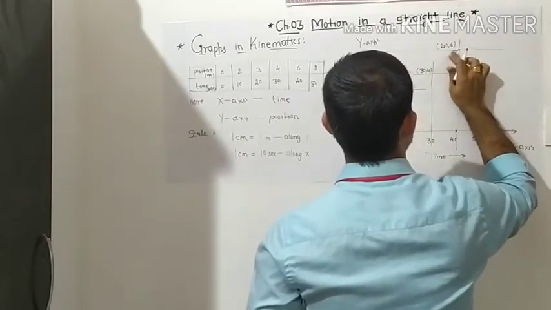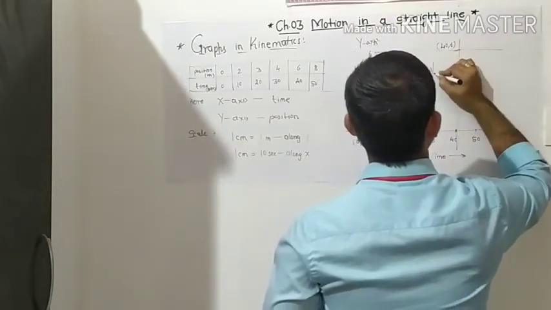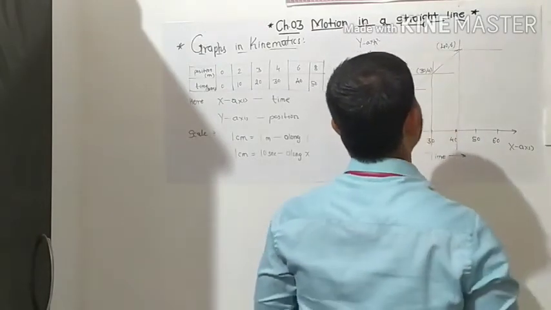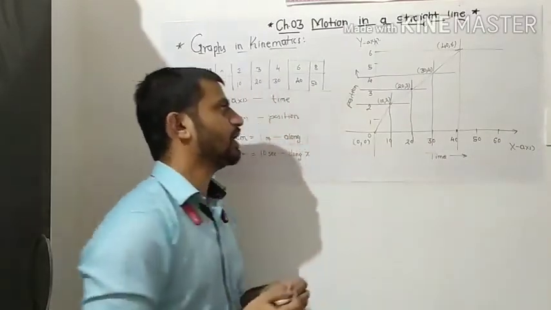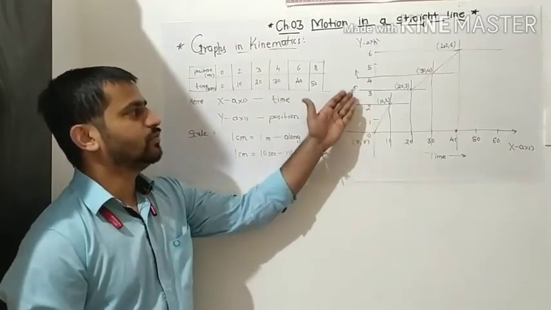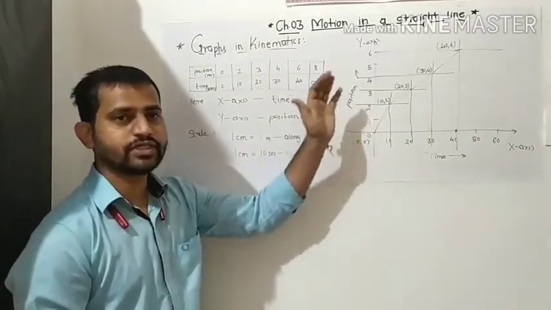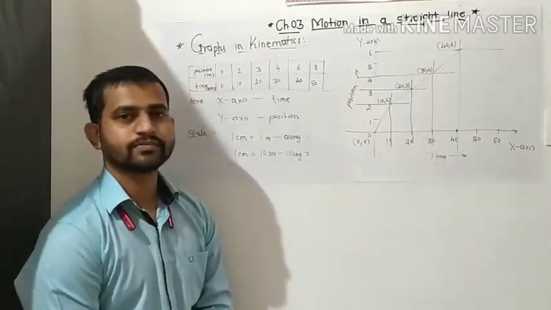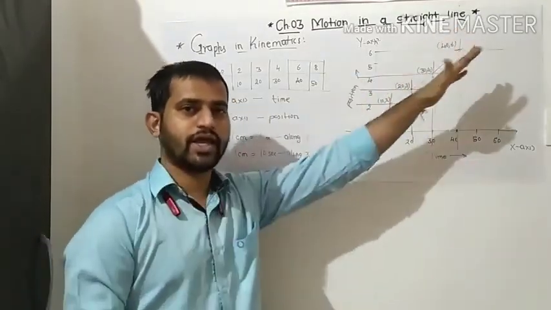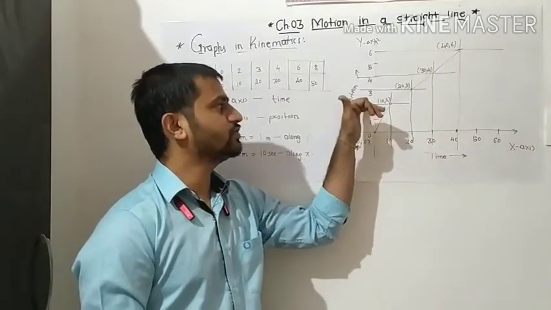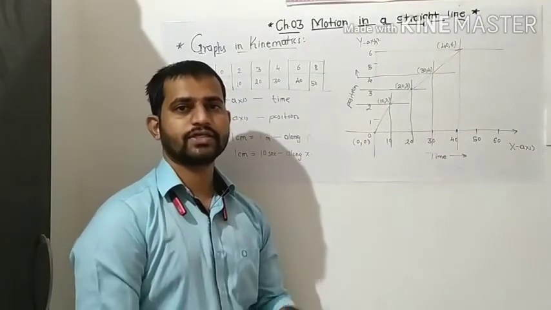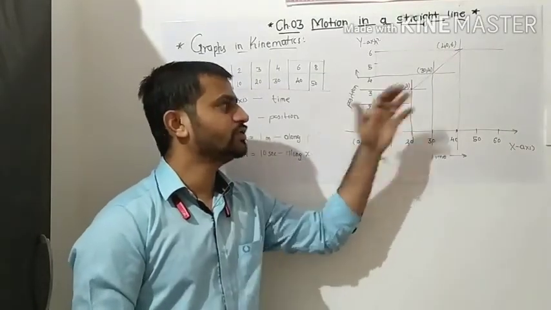If we join this line, then we come to know that as the position goes on changing, the time also goes on increasing. Because it is one increasing, one straight line. So as the position changes, the time also changes.